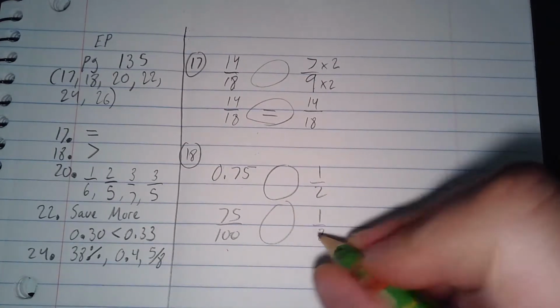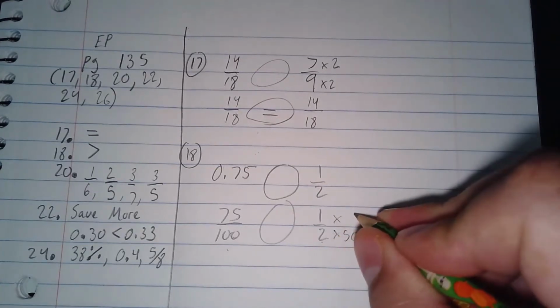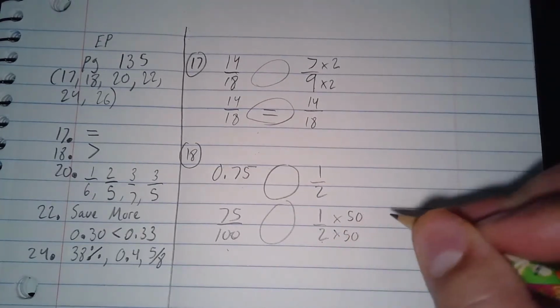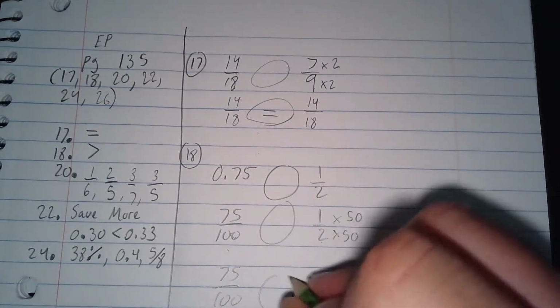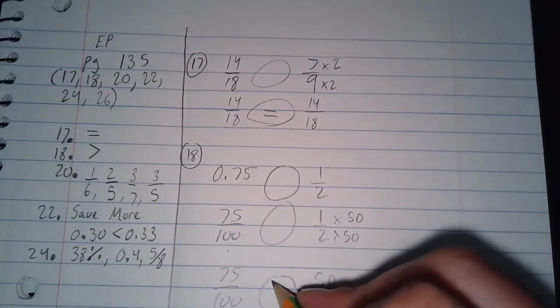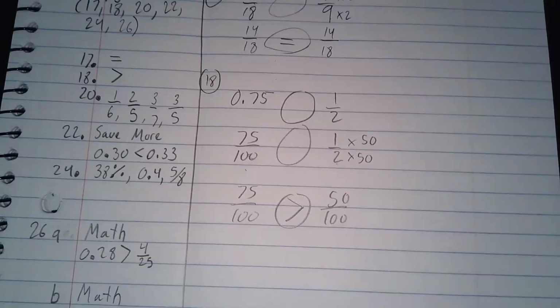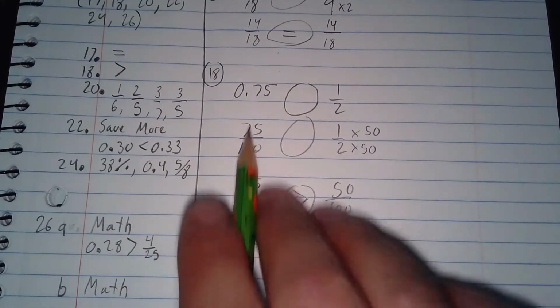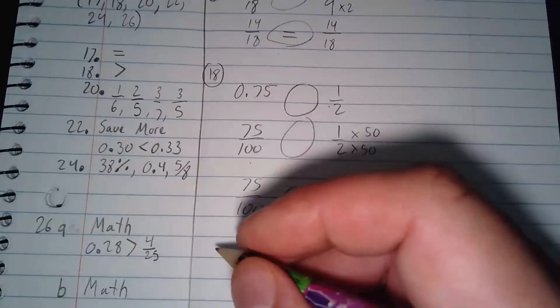I know 2 eventually will scale up to 100. If I multiply it by 50, I will get 100 as a common denominator. I'll do the same thing to the top. 75 hundredths. And I'm comparing it to 50 hundredths. I can see that comparing the numerators, 75 is more than 50. So the answer is, sorry, the original fraction, 75 hundredths, is greater than 1/2. Okay. Now we're doing number 20.